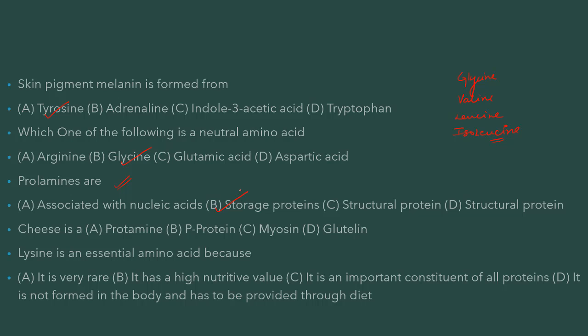Casein is a protein which resembles myosin. Lysine is an essential amino acid because it is not formed in the body and it has to be provided through diet. There are essential amino acids, semi-essential amino acids, and non-essential amino acids. Please remember the names. It's very important.